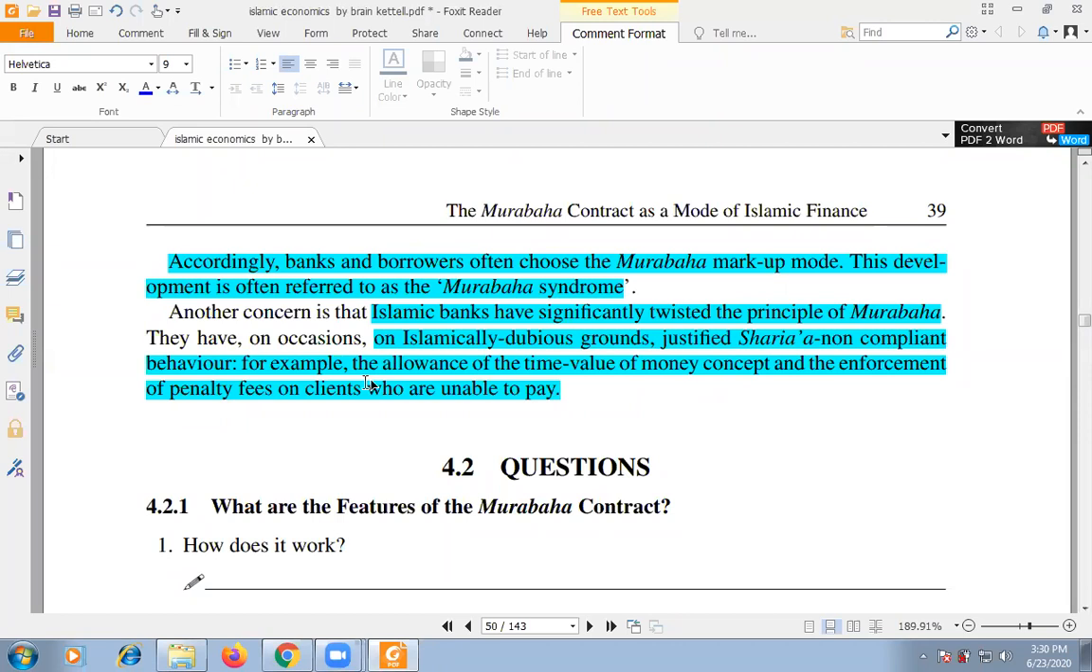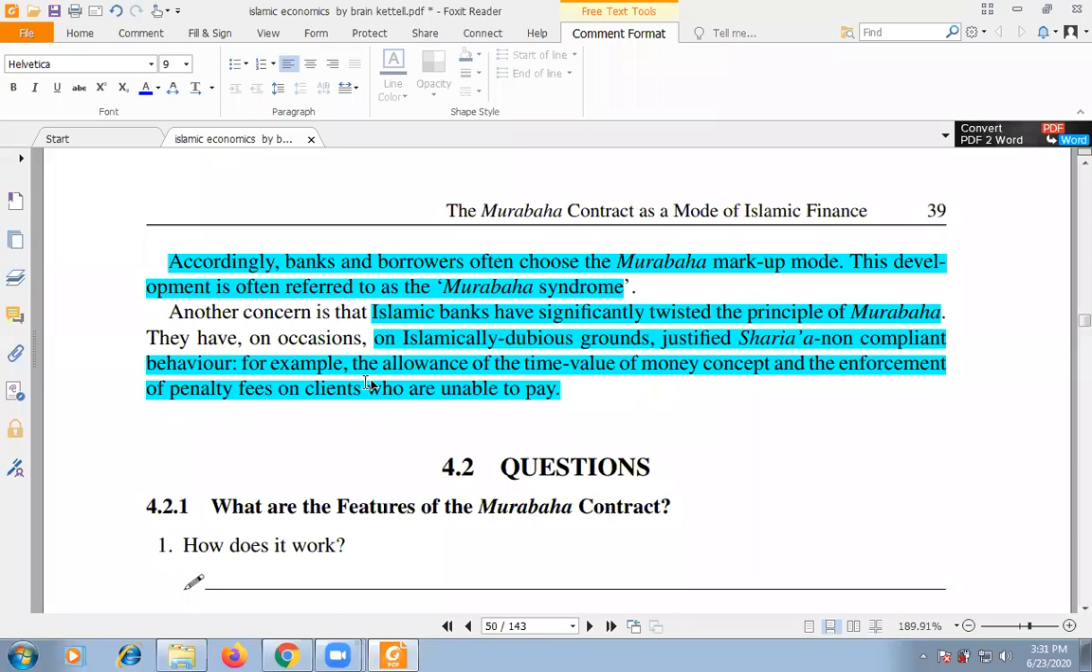Okay. So this is the twist of the Islamic banks for the principle of Murabaha. They allow the time value of money concept as allowance. They report that the concept of compensation is allowed in Murabaha because this is the allowance of the time value of money.